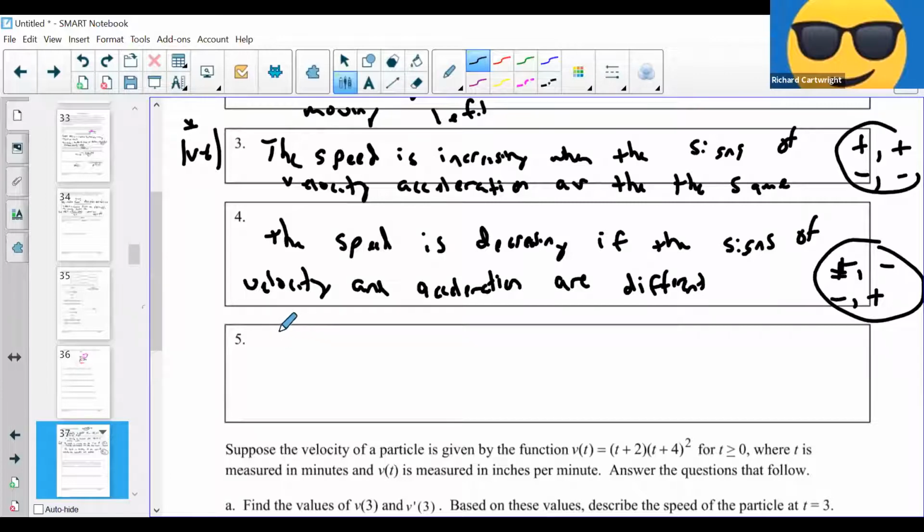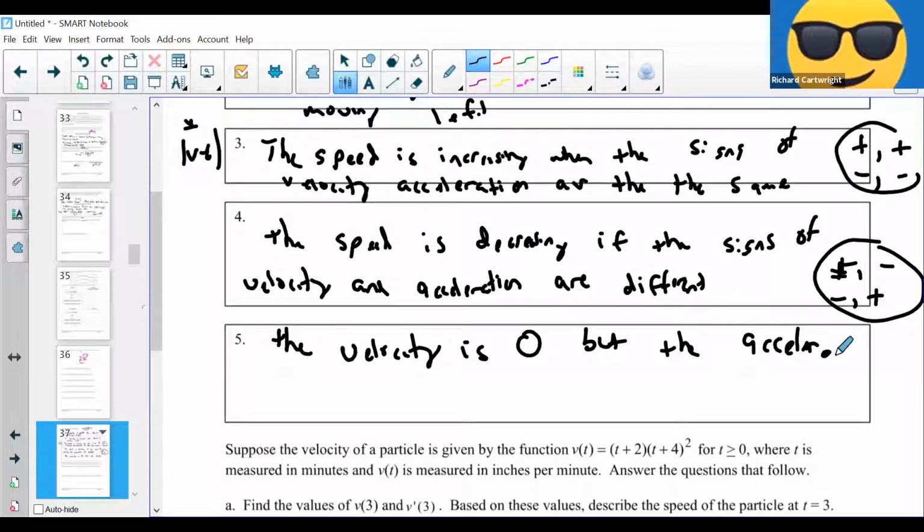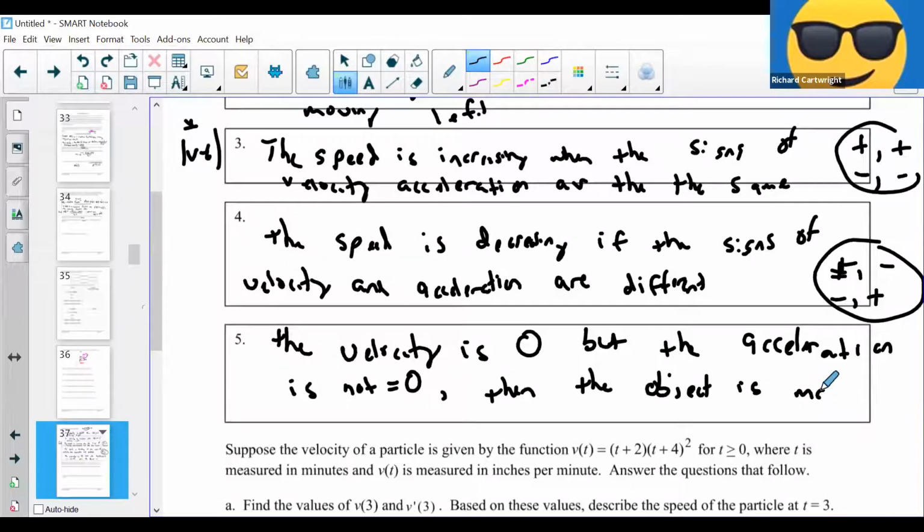All right. What if the velocity is 0 but the acceleration is not equal to 0? Well, that means the object is momentarily stopped.